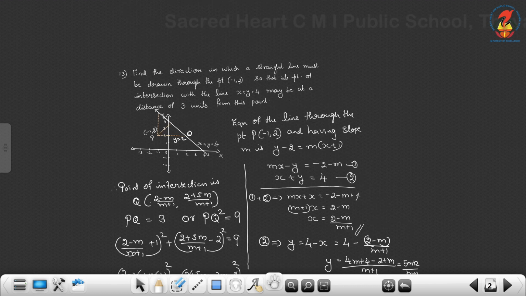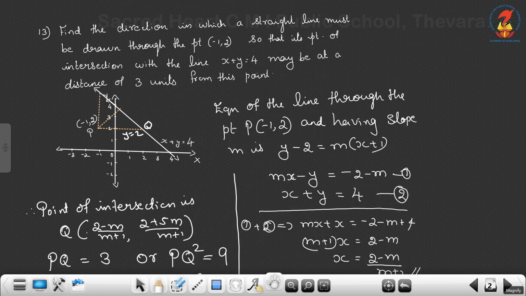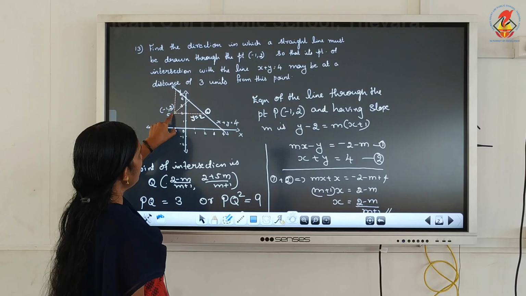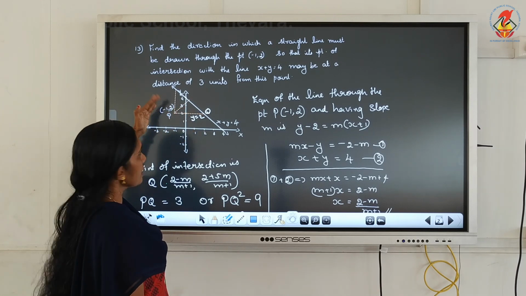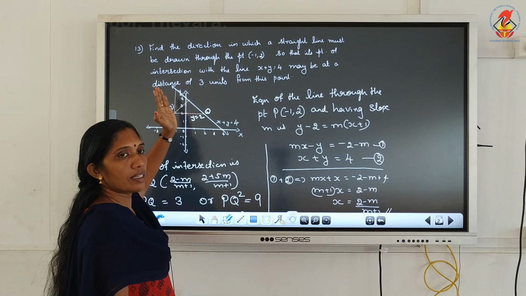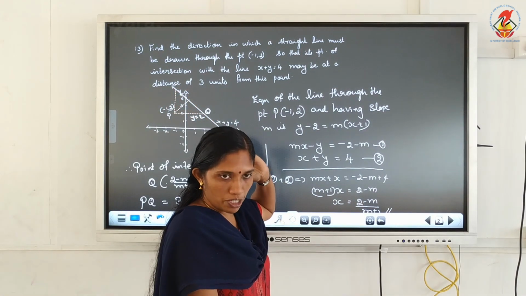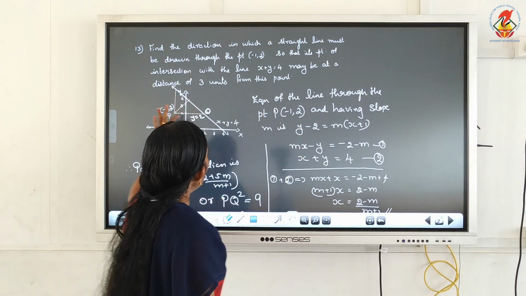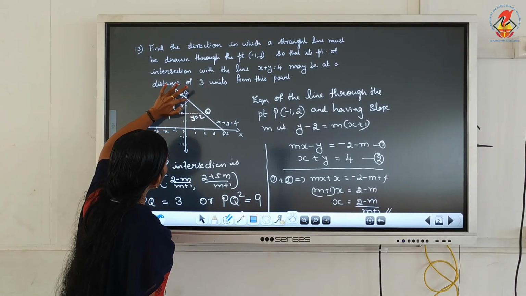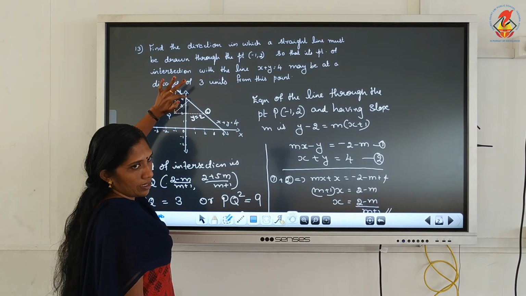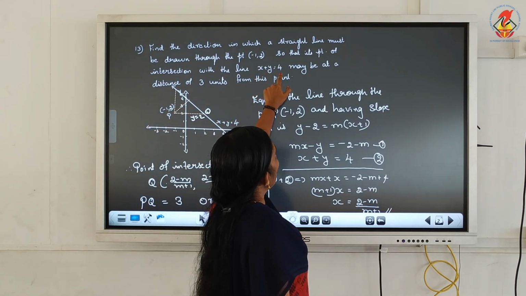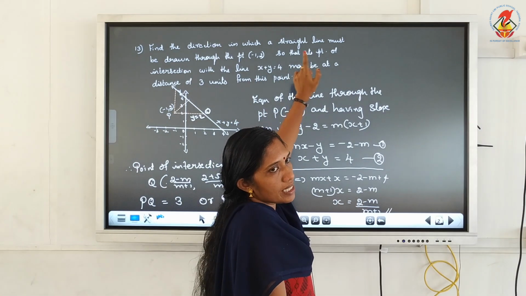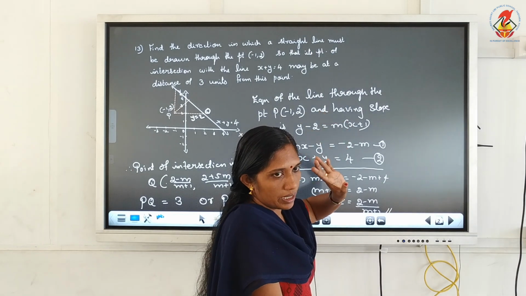So, here look, from P it's a straight line, it is parallel to x axis, here parallel to y axis. Those two cases are possible. Okay. Then what about this one, P to this line, the slope of the line x plus y is equal to 4. So, y is equal to minus x plus 4. So, it is minus 1.